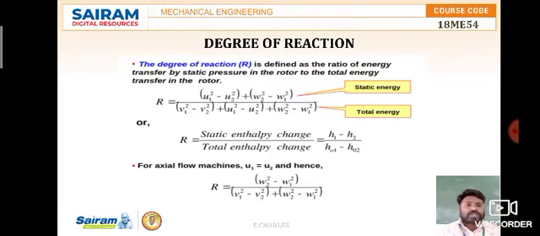For axial flow machines, U1 is equal to U2, and hence if you modify this equation, R is equal to, U1 and U2 cancel, so the only thing which remains is VW2 square minus VW1 square divided by V1 square minus V2 square plus VW2 square minus VW1 square. This is for axial flow machines, where there is an assumption that U1 is equal to U2. If you consider that, the degree of reaction formula will be like this.